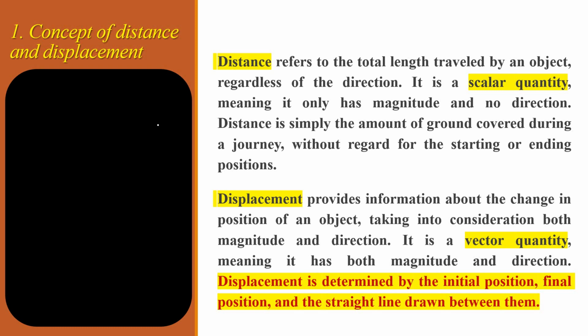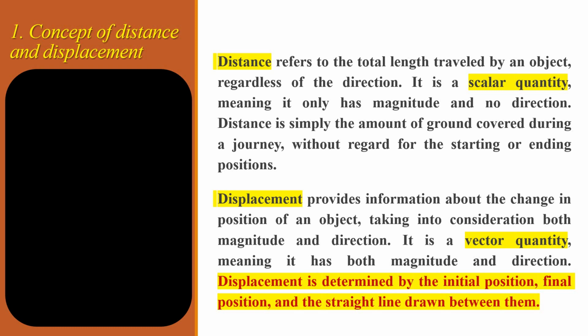In the concept of distance and displacement, distance refers to the total length traveled by an object regardless of the direction. It is a scalar quantity, meaning it only has magnitude and no direction. Distance is simply the amount of ground covered during a journey, without regard for starting or ending position.